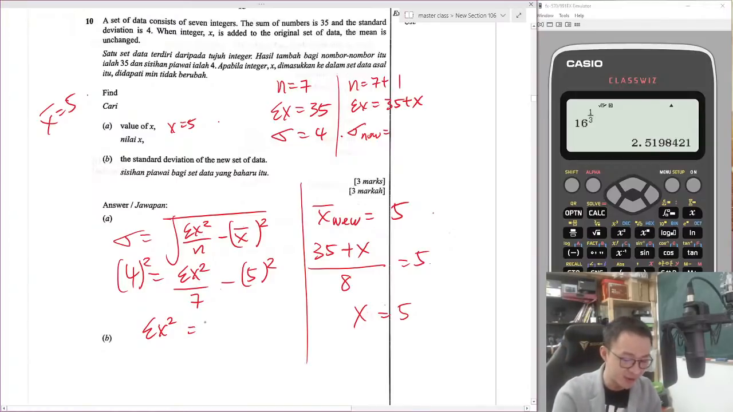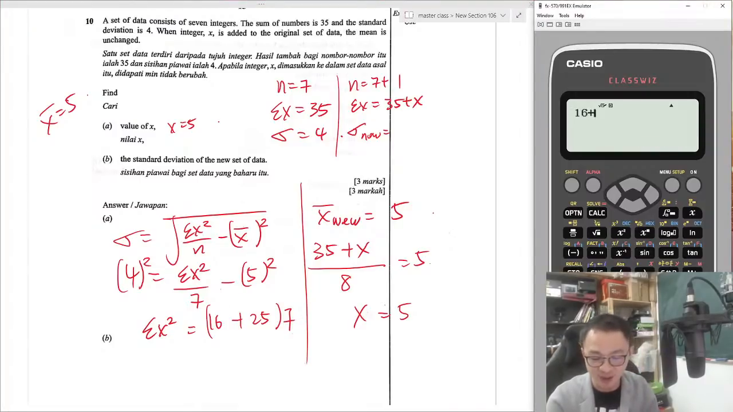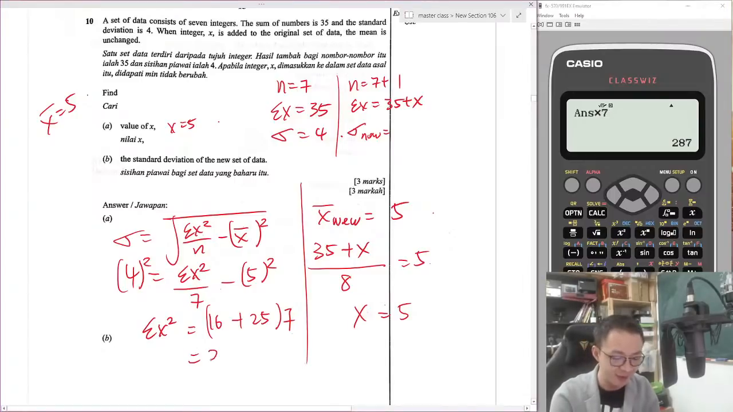So 4 squared is 16, 5 squared is 25, move here. And then move the 7 will be multiply 7. Alright, 16 plus 25, multiply 7. So 287 will be my original sum of x squared is 287.